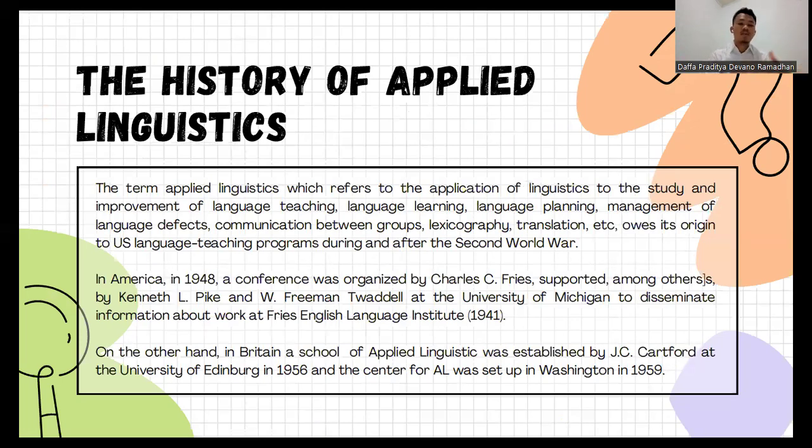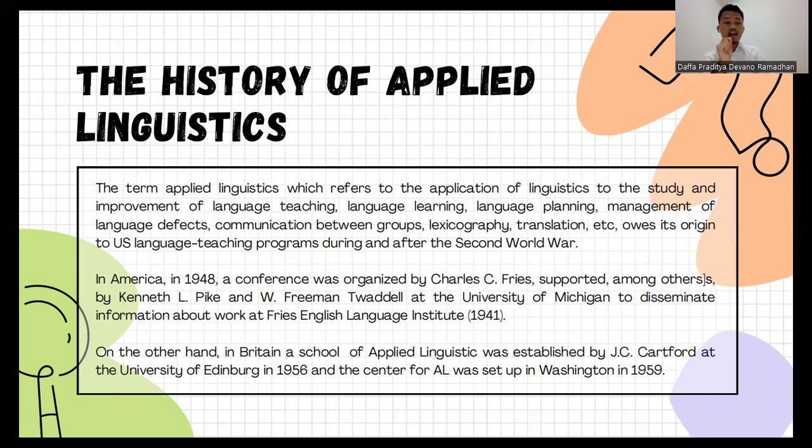So basically, the term applied linguistics, which refers to the application of linguistics to the study and improvement of language teaching, language learning, language planning, management of language defects, communication between groups, lexicography, translation, etc., owes its origin to the U.S. language teaching programs during and after the Second World War. So basically, applied linguistics was founded in the US, not in the UK necessarily, because these terms were first presented publicly after the Second World War and refer to the US language teaching programs.